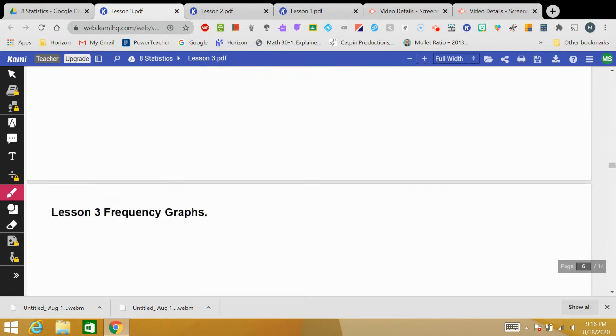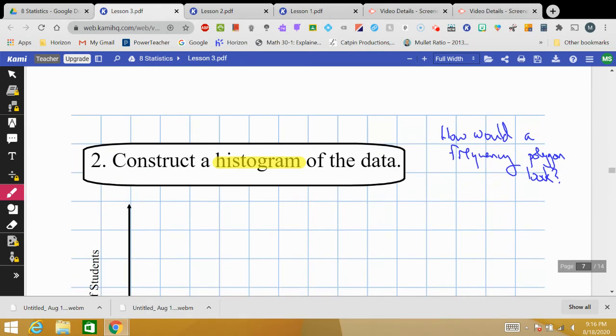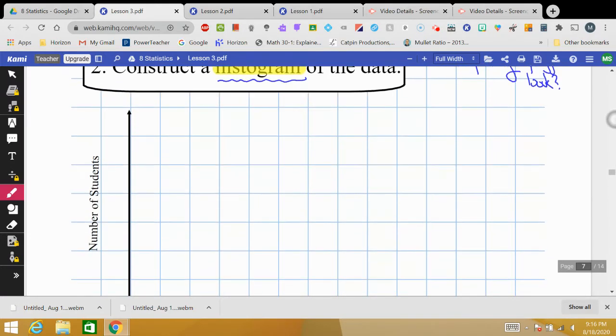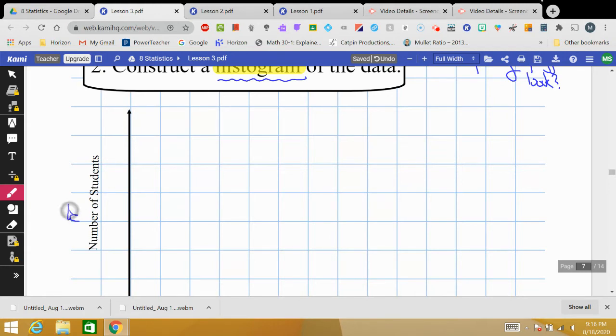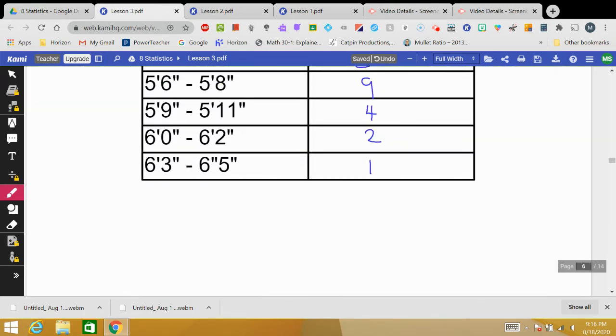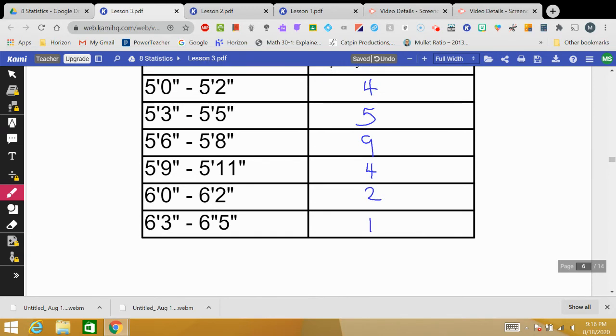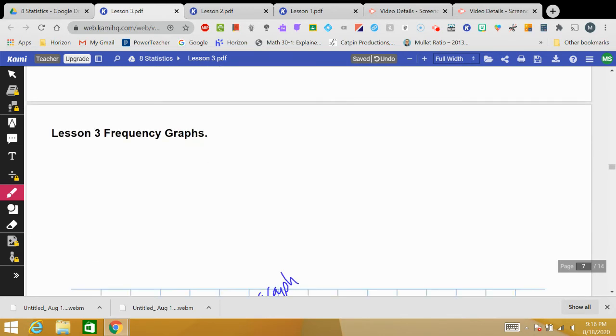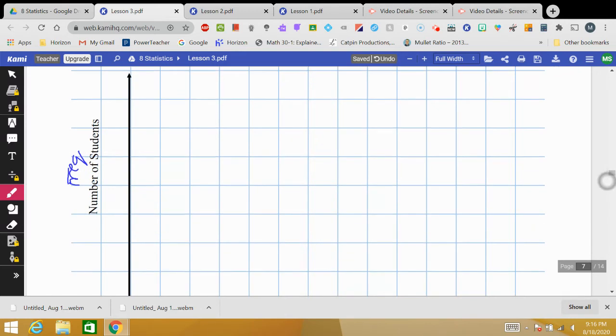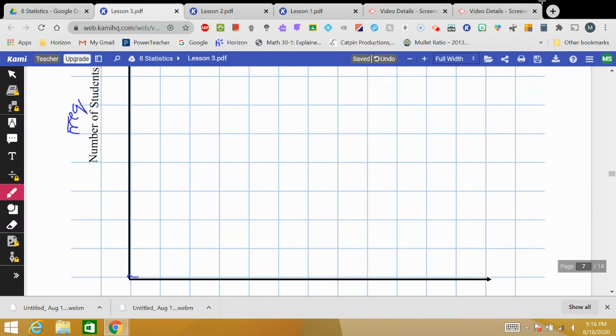So now what I'm going to do is I'm going to take that information and I'm going to construct a histogram. So remember, histogram is the fancy way of saying a bar graph. So frequency is our number of students. Okay, so I have to go back here. So my smallest number was 1 and my biggest number was 9. So I have to go from 1 to 9. So I'm going to count by 2s.